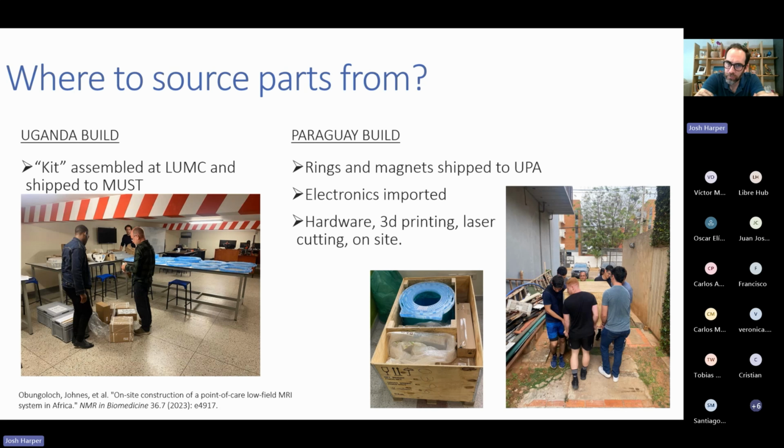And it was difficult to find all of the things that we needed, even in a place like Paraguay, which does have a fair amount of resources for building things. It's just not quite as specific as you might expect. So you really have to figure out where your resources are ahead of time and make sure that you have access to everything before you start the build.